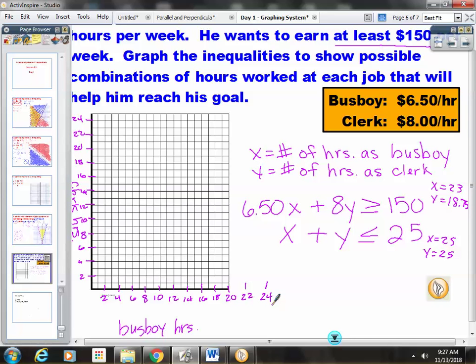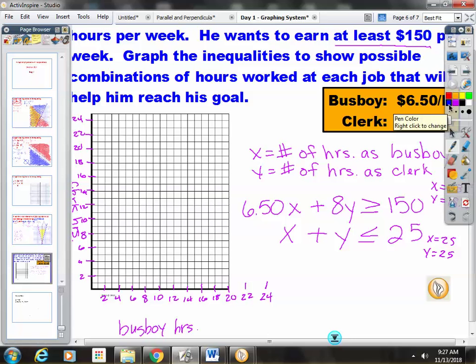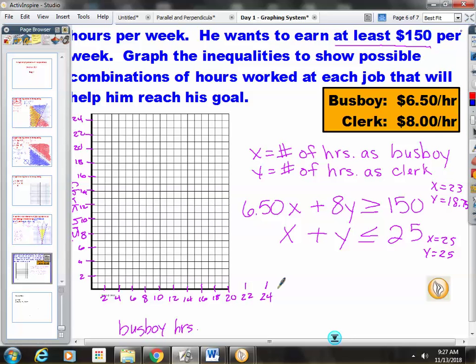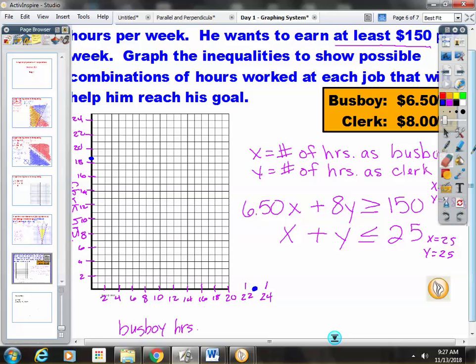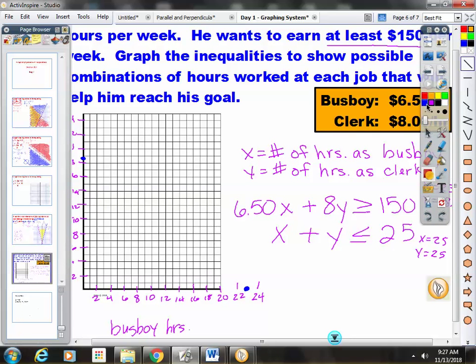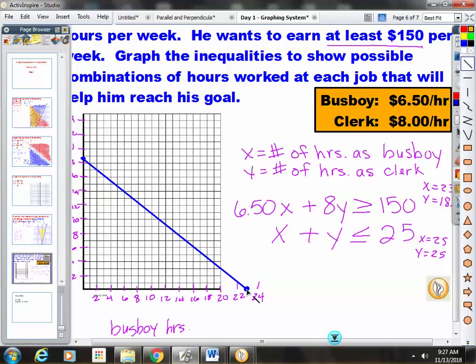Alright, so let's graph both of these inequalities. The first one, I have an x-intercept at 23 and a y-intercept at 18.75. That first inequality is going to be a solid line. I'm graphing this first inequality right now.